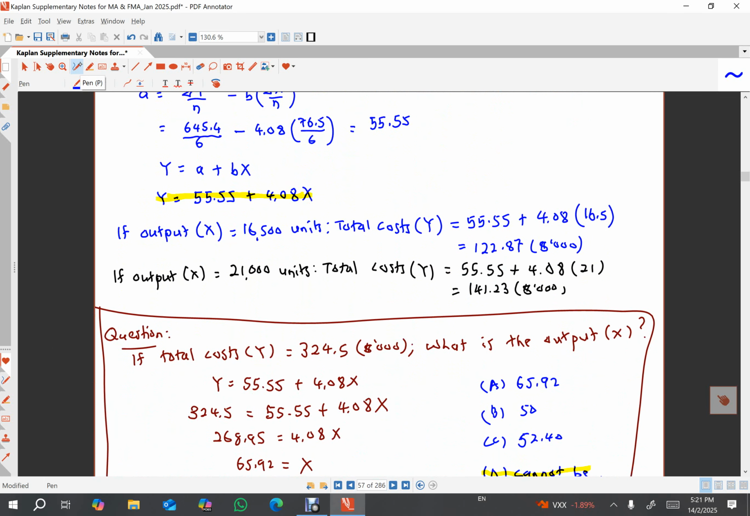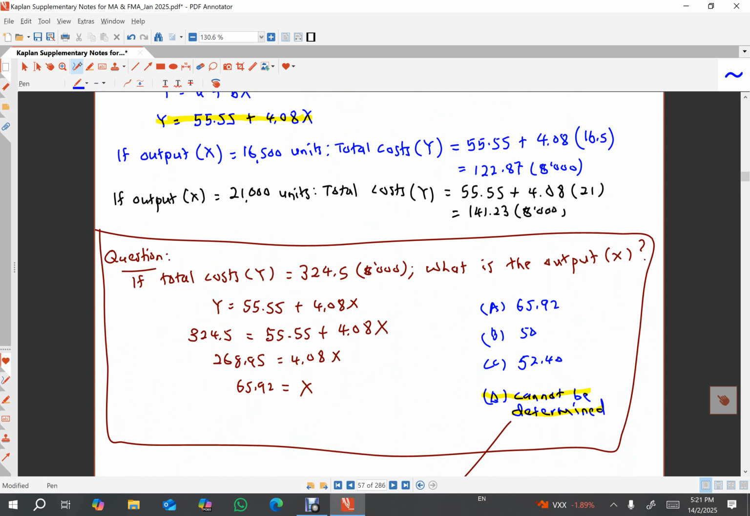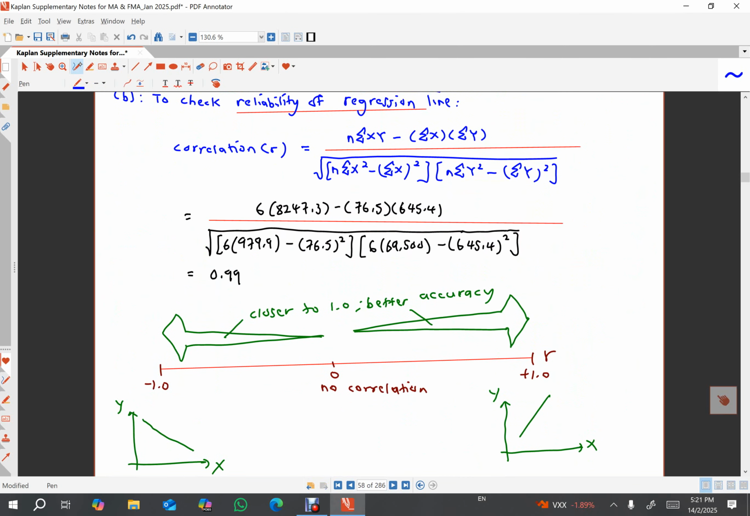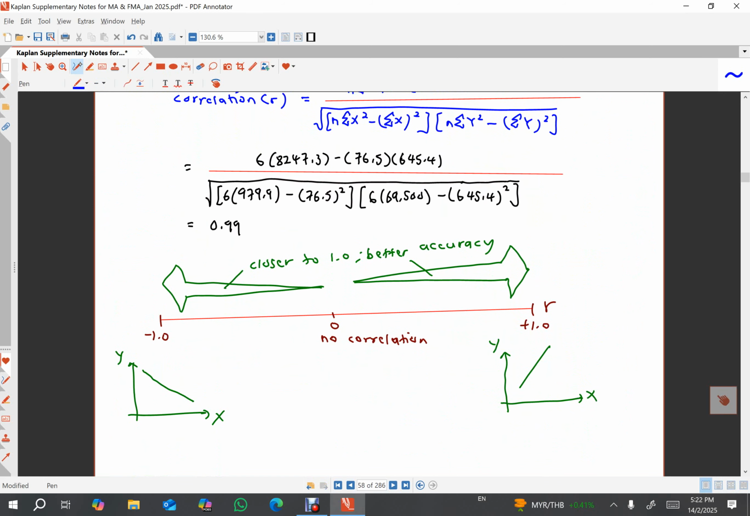I also mentioned we can use X to predict Y. We cannot use Y to predict X because X is the independent variable. X does not depend on Y. Now, the correlation is to check the reliability of the regression line. The value of correlation ranges from -1 to +1, and the meaning of that I already explained.